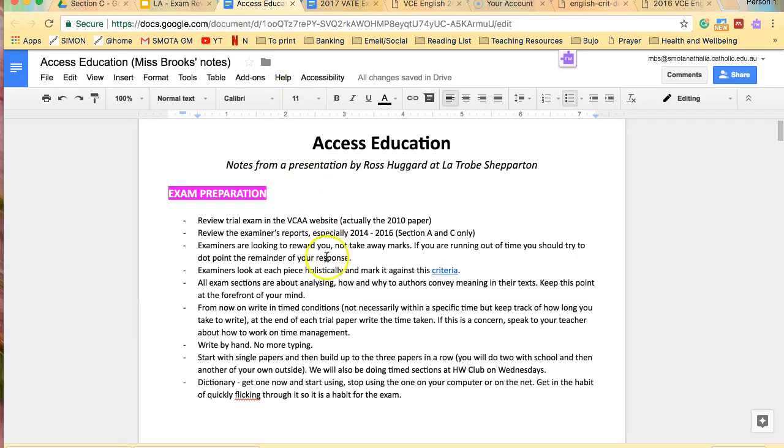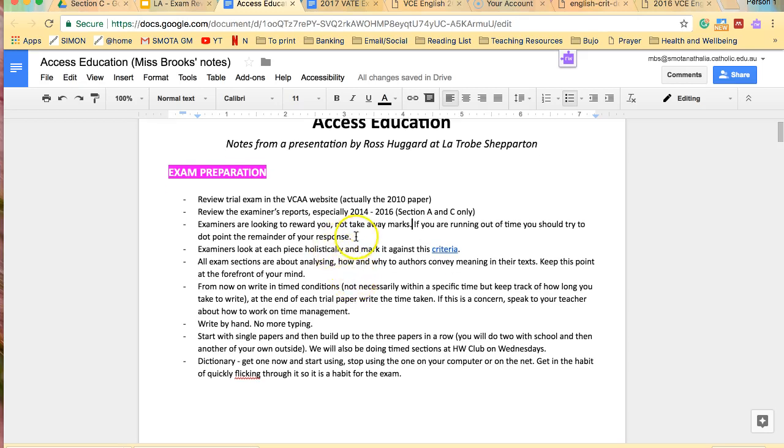All right, what else did he talk about? He said read the examiner's report, so we've talked about that. He also made the point that examiners are looking to reward you. They don't want to take away marks from you. It's not a punishment exercise. So if you are running out of time and you know you're not going to get your full essay done, he said that you should try to dot point the remainder of your essay so that the examiner can see that you clearly knew where you were going, and they can reward you for that. Obviously, you can't get full marks, but they can reward you for clarity about the direction of your essay and the depth of your analysis. So don't forget that point there.